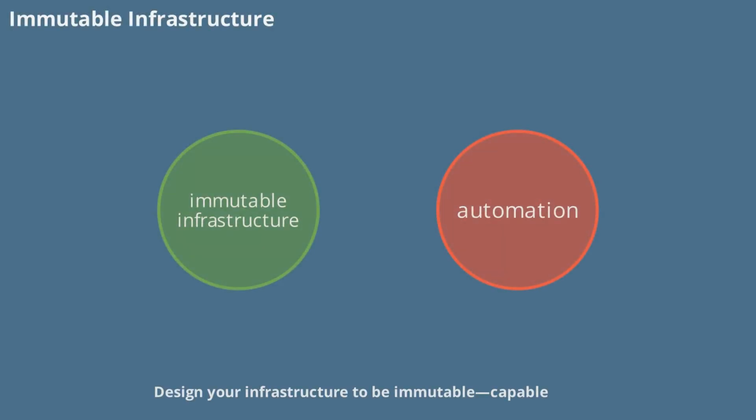Design your infrastructure to be immutable, capable of being destroyed and rebuilt in minutes. This approach, supported by tools like Terraform and Docker, ensures that your environment is always consistent, version-controlled, and easy to recover in case of failure or breach.